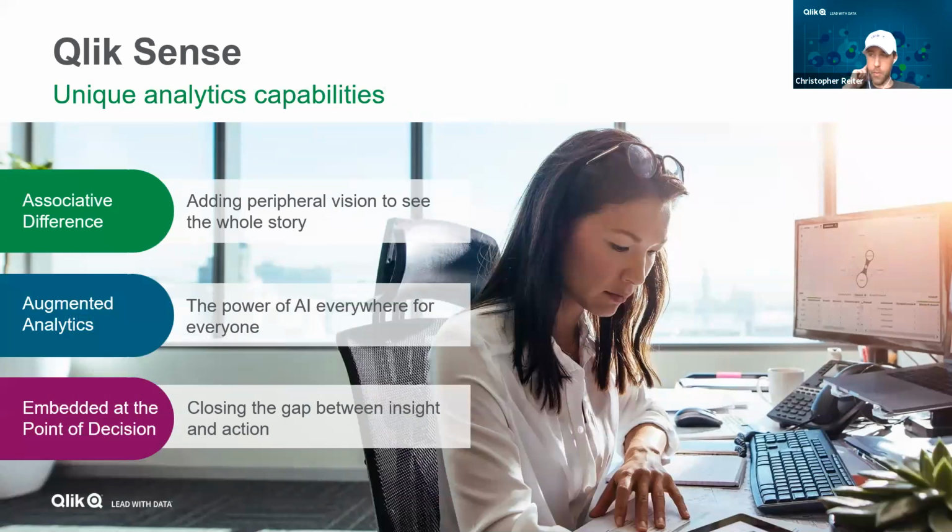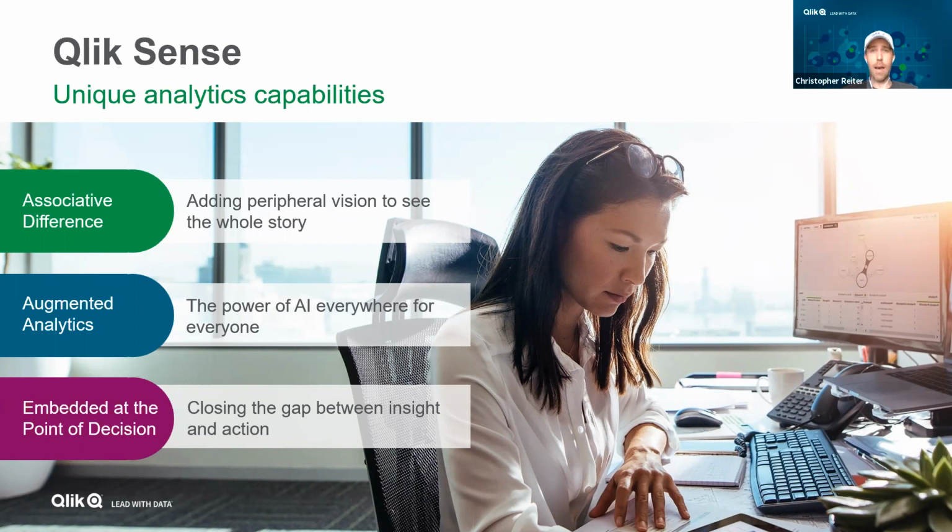So the three unique capabilities. If you're going to ask the question about, well, okay, Qlik, this sounds all great, what makes you special? Well, this is what makes us special. So the number one in the green there is probably the biggest and yet hardest thing to understand about Qlik, because in many ways you really shouldn't have to understand it, but because of the way that most people are used to thinking about analytics, it is a little bit of a leap, and that's our associative difference.